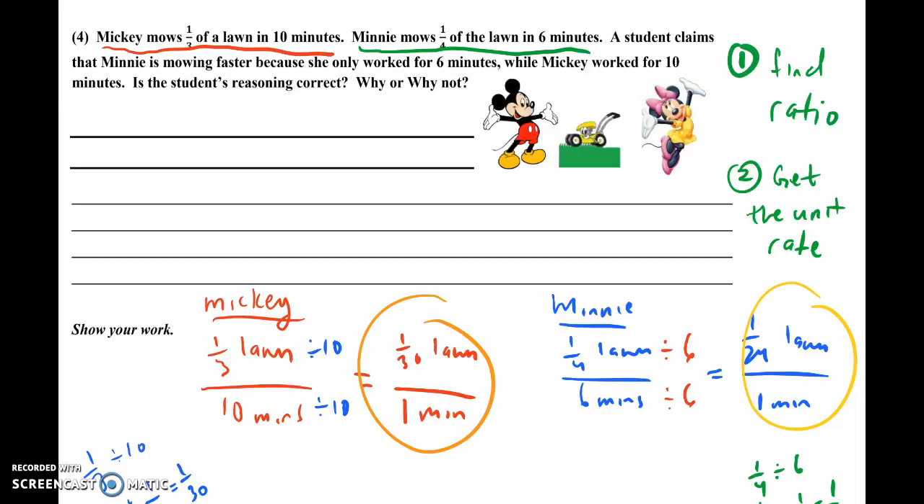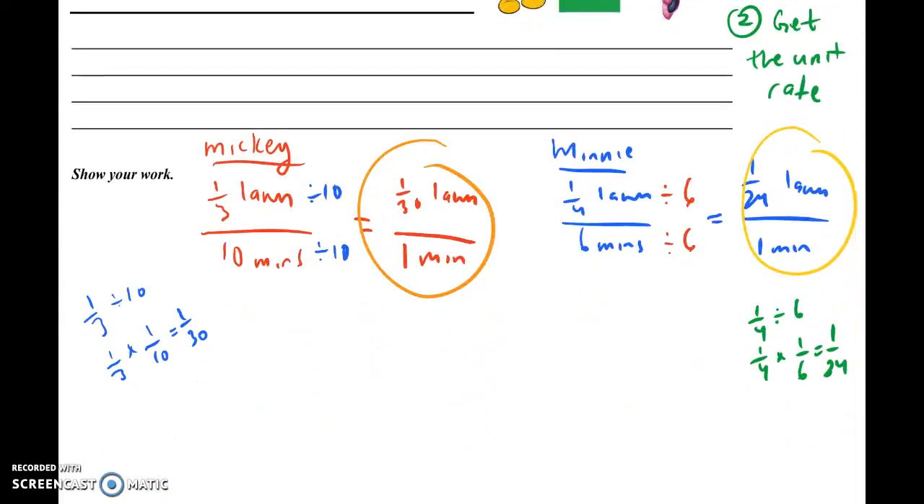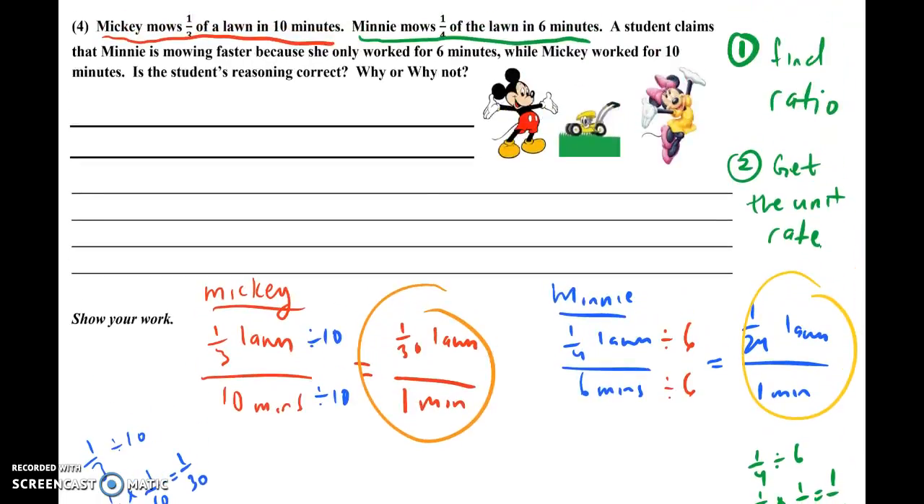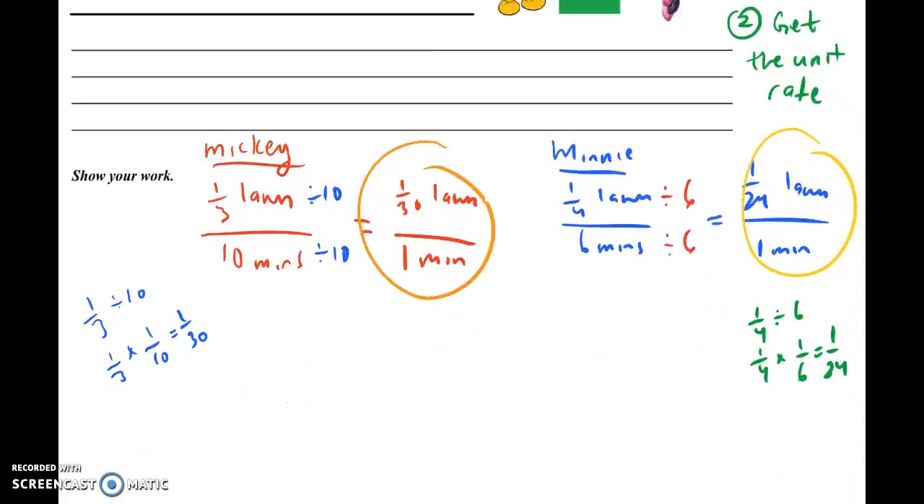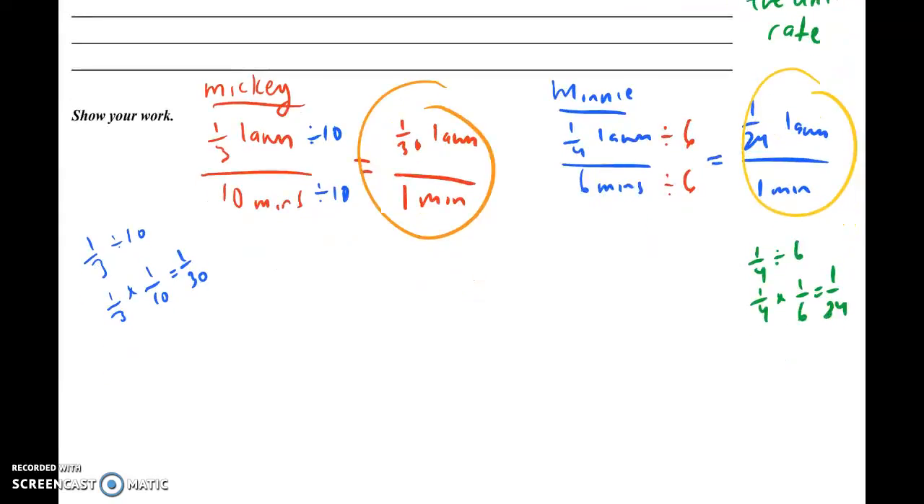No, the student's reasoning is not correct, because you can't compare what somebody does in 10 minutes and what another person does in 6 minutes. And by finding the unit rate for each Mickey and Minnie, you'll find that Minnie actually mows more. So the student was right that Minnie did mow more. However, his reasoning was incorrect, and that's because he did not find a unit rate.